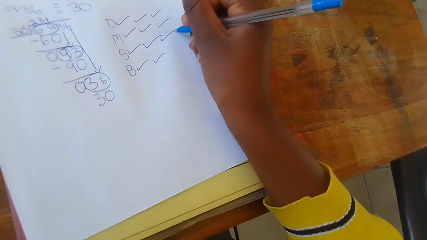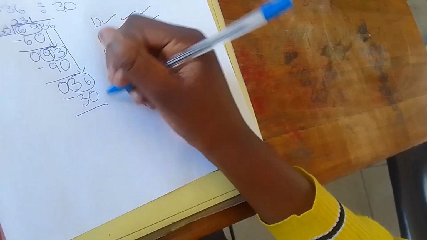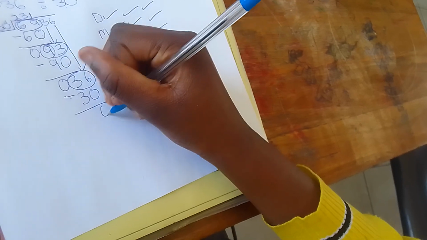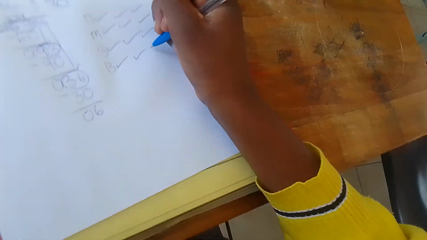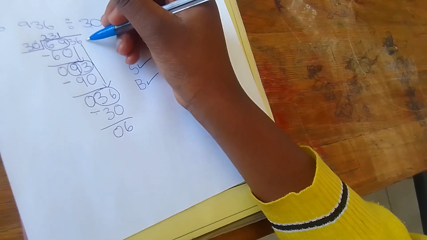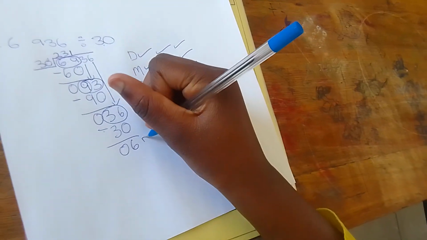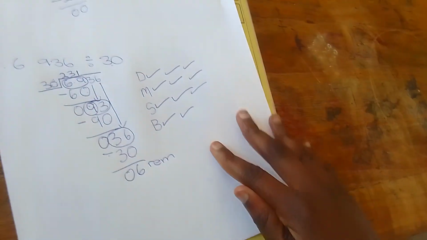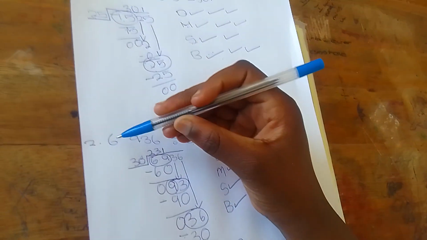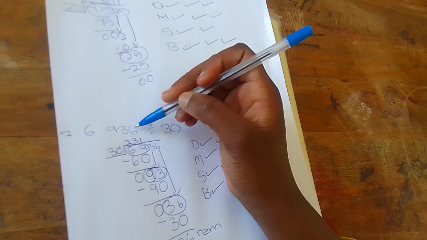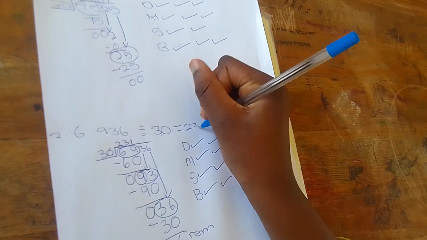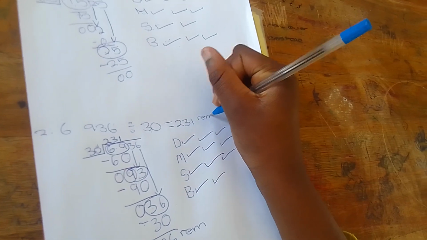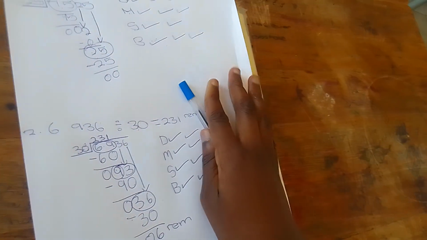Now we have to do subtraction. We're going to subtract 6 minus 0 is 6, 3 minus 3 is 0. So now we're done with that. We see that there's nothing else to bring down, which means that this number is going to be your remainder. So we're going to say 6,936 divided by 30 is 231, remainder 6.